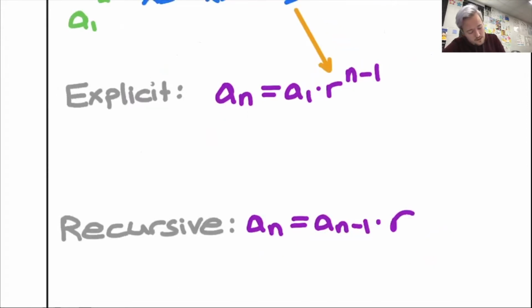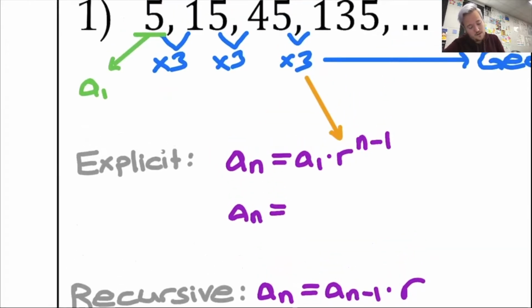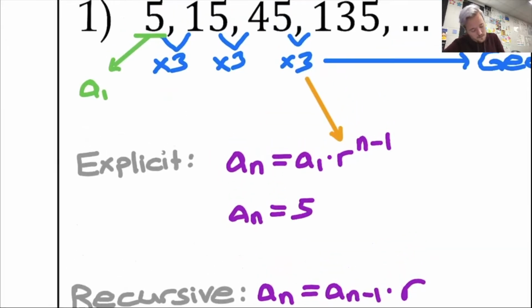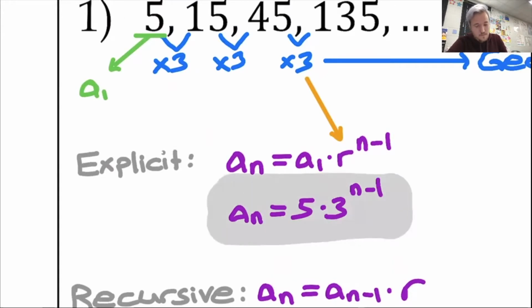So your formula is going to be the first term, which is 5, times your common ratio, which is 3. And then it's going to be raised to the n minus 1. So that's all you're plugging in. So there's your formula, at least for explicit.